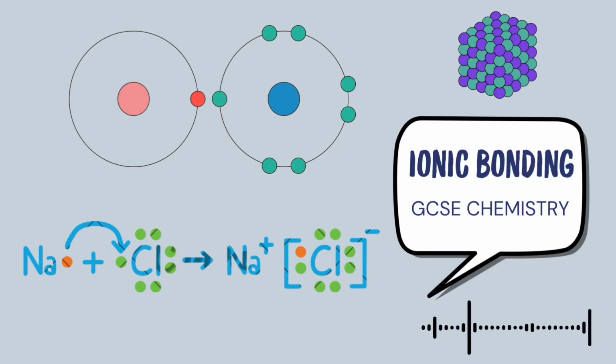Exactly. The attraction between them is what keeps them together. That's the ionic bond. It's called electrostatic attraction. It's a strong force, and that's what forms the ionic bond. Awesome, so that's starting to make sense. So how do we figure out what charge an ion will have?